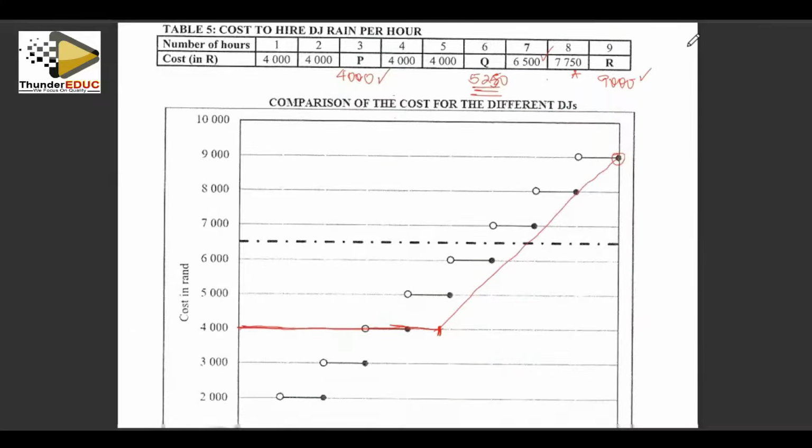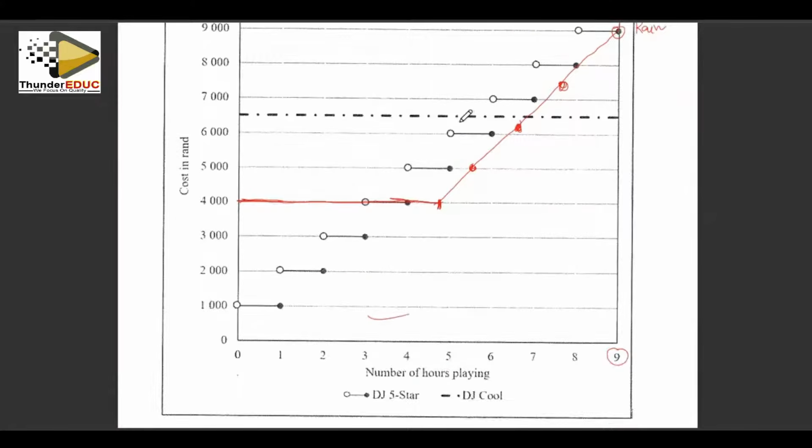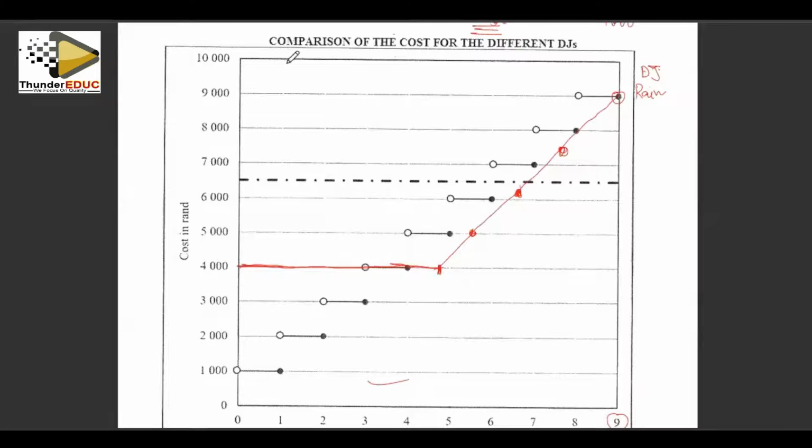Then in between, this is when you start forging: 6,000, 7,000, 8,000. You see that? But we need a straight line. Don't forget, you should label it, and you say it's DJ Rain. Okay, this is what was supposed to be done over there. Next.